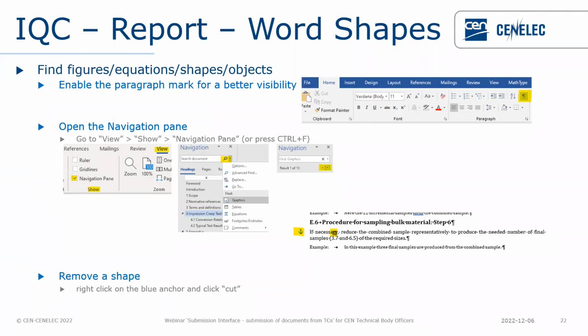And here below is an example of a shape that was hidden behind the word "necessary". You do see the little gray square. And in order to delete it, you can right click on the blue anchor on the left side and select cut.